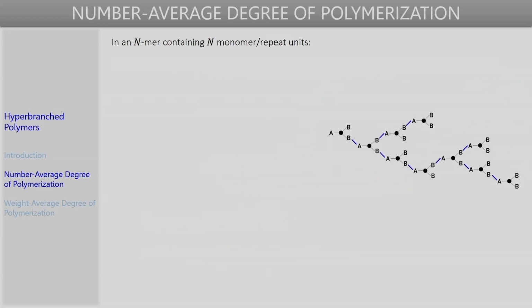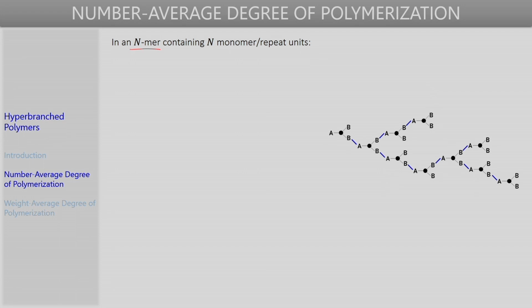So, this approach that we will be discussing next is a kind of a statistical approach, and for this discussion we will again consider, let us say, an N-mer, which is basically a polymer which contains n number of monomer repeat units. We will start by considering the formation of a polymeric molecule which contains n number of monomer units, and we will refer to this polymeric molecule as an N-mer.